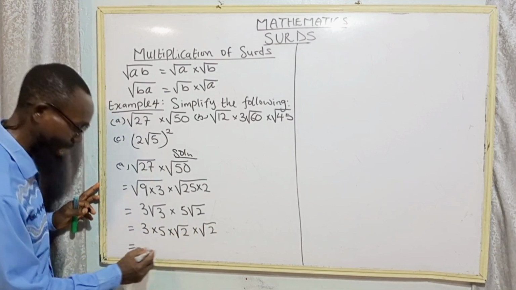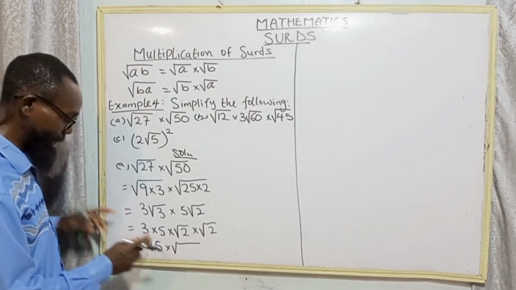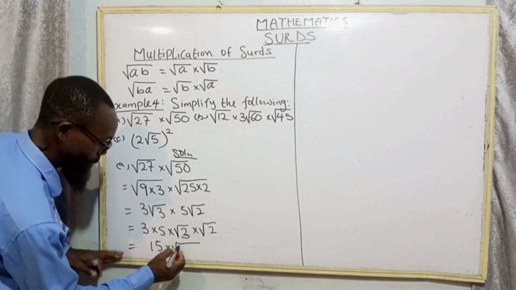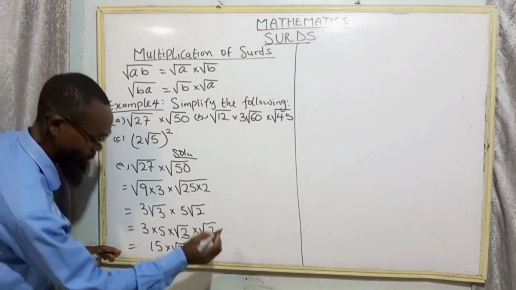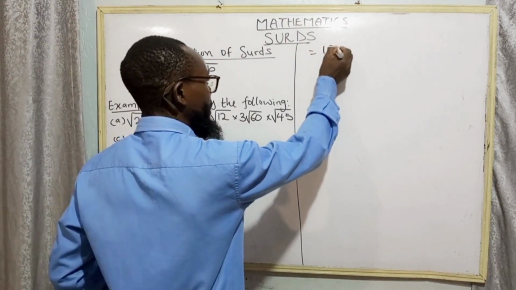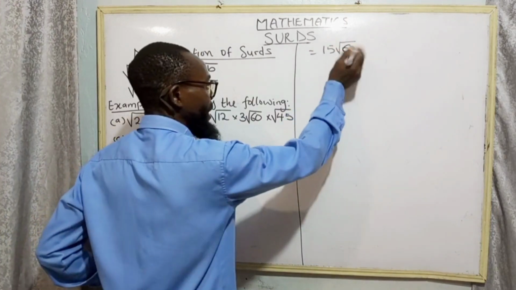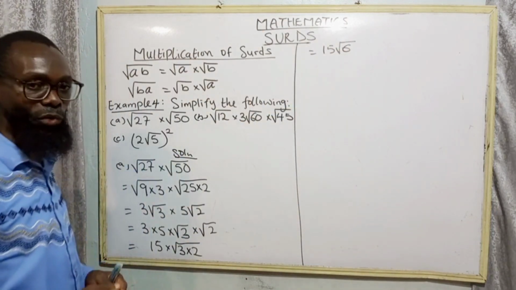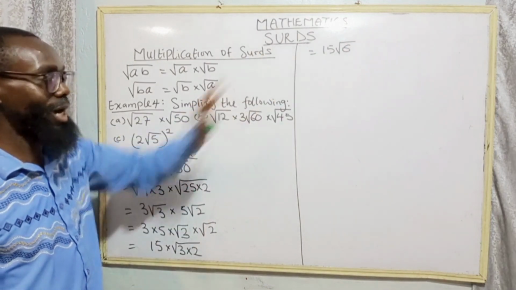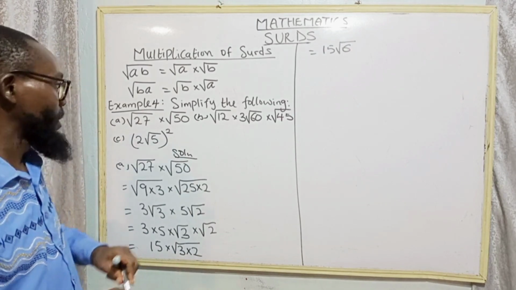3 times 5 we have 15 multiplied by square root of, so the first one is 3, the second one is 2. So it will become 3 multiplied by 2. So finally, we have 15 square root of 3 multiplied by 2, we have 6. This 6, there are no two factors that when you multiply them, one of them will be a perfect square. So we leave our answer that way. So the final answer is 15 root 6. Second question.